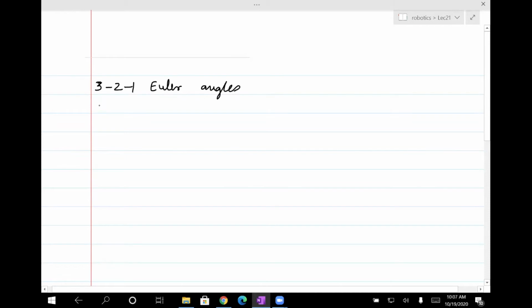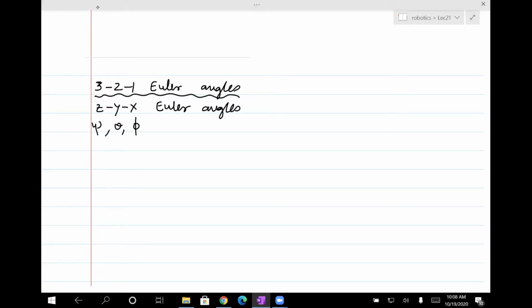It's also the z, y, x Euler angles. Which means we will first rotate about the z-axis by an angle psi, then rotate by theta about the y-axis, and then phi about the x-axis. So how does that go? This is the topic we'll be discussing in the first half.